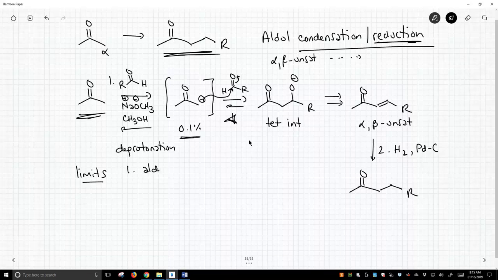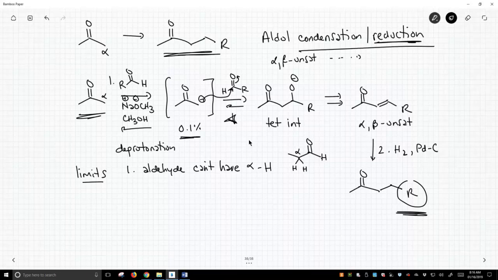One, your aldehyde can't have alpha hydrogens. Whoops. So our aldehyde can't look like this because our base would say, oh, those are some nice, tasty alpha hydrogens. And it would know to deprotonate the ketones alpha hydrogens. It might go after the aldehydes alpha hydrogens. So we're really limited on what aldehydes we can use. And what that means is we're really limited what R groups we can put on this product in the bottom right.